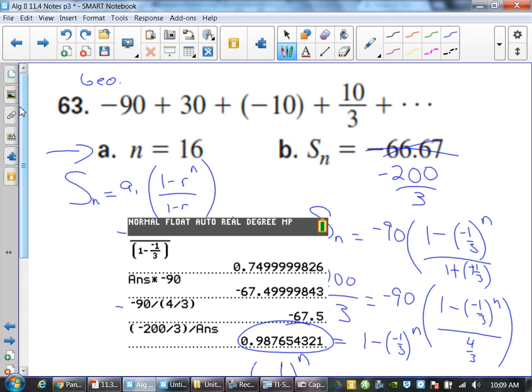Correct. Or is it no sum? No, no sum. Because the absolute value has to be less than 1. If it was greater than or equal to, then it's no sum.